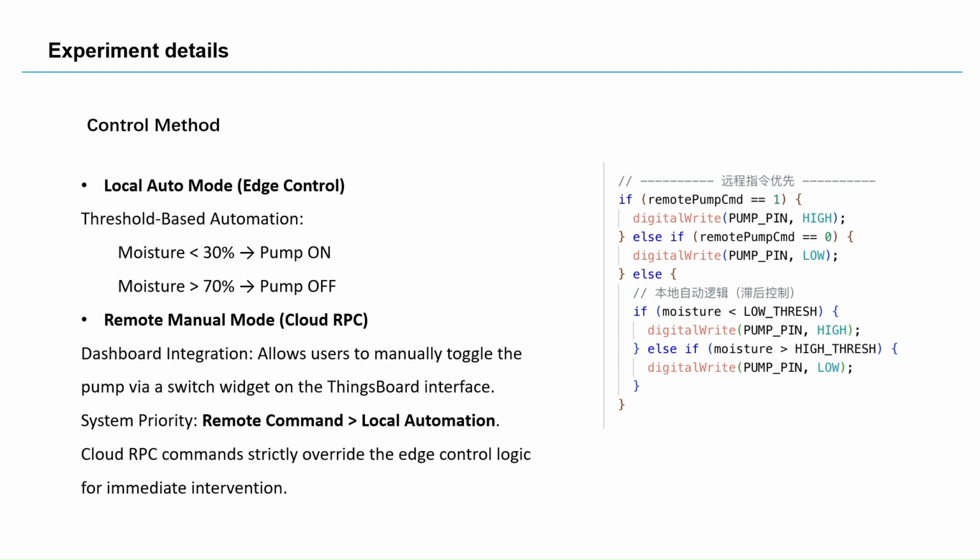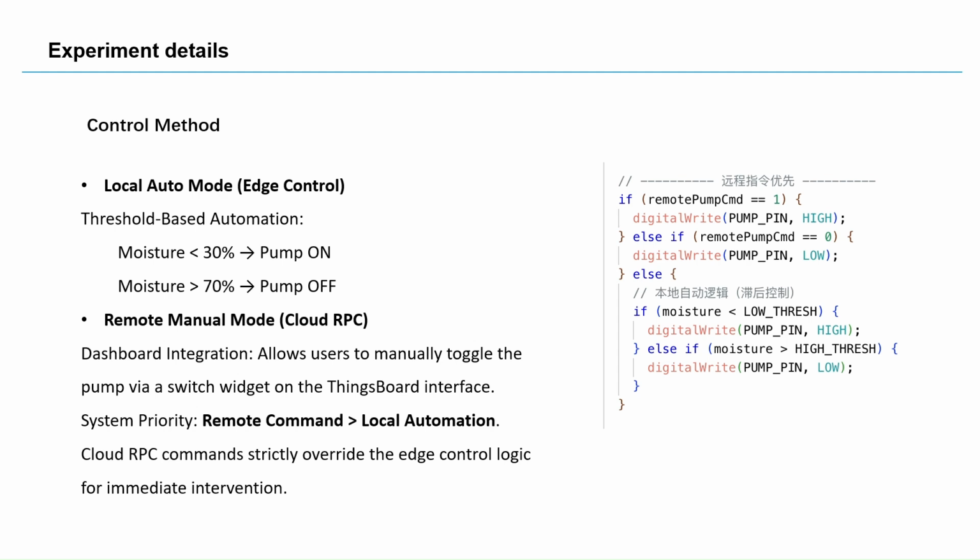Let's dive deeper into the dual layer control method, which I think is a highlight of this project. In local auto mode, the ESP32 makes decisions independently. This local logic can run even without internet, making the system reliable in field conditions. In the remote manual mode, the user can directly toggle the pump from the ThingsBoard dashboard using a switch.